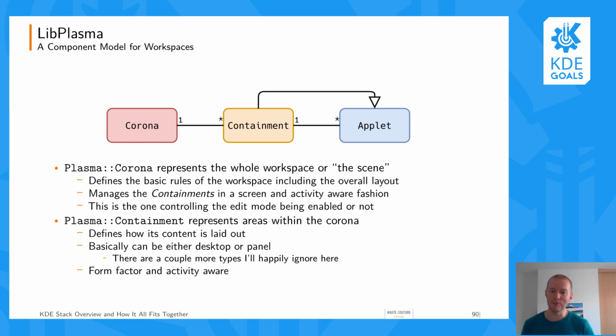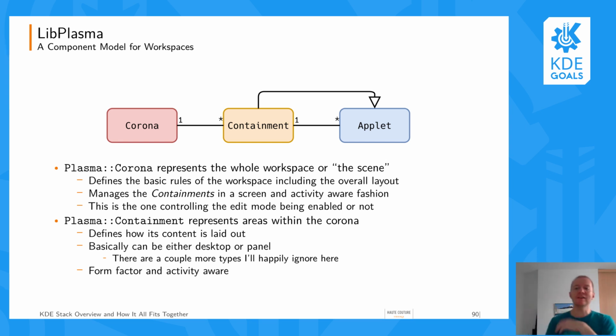Remember, that was before the pandemic started, right? So Plasma Corona, that's like the crown, right? Represents the whole workspace or the scene. That's the one which defines the basic rules of the workspace, including the overall layout. It will be the one which manages the containments in a screen and activity-aware fashion. This is also the one which will control if we're in edit mode or not.